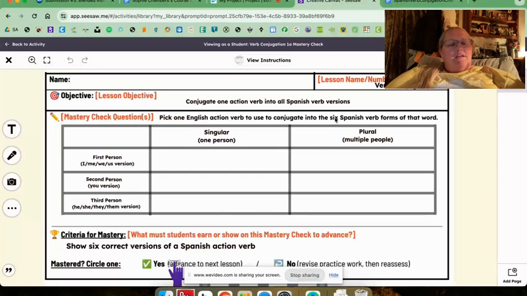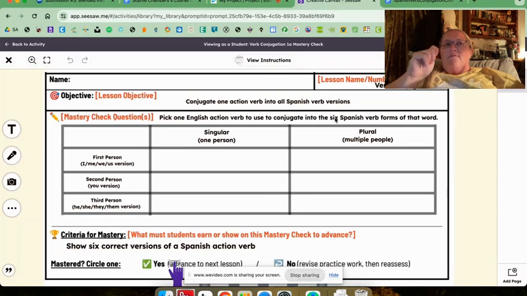Today we're going to be talking about how to conjugate a verb. Conjugate means how do you change the ending of a verb so that you can make it fit the rest of the sentence. So if you're talking about one person doing an action verb or three people in a group doing an action verb, those kind of things.